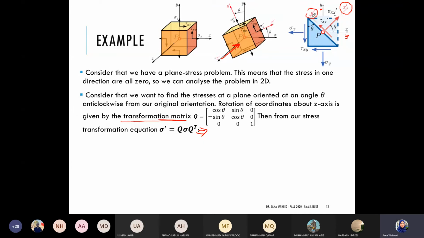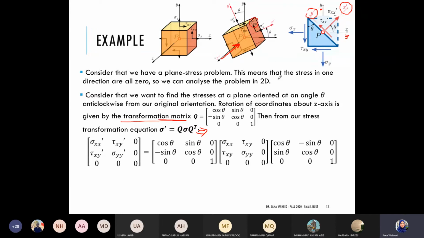Of course, if I'm performing my stress tensor transformation, then in the new stress tensor, the sigma xx prime value will be the normal stress in this direction, and similarly tau xy prime will be the shear stress on this face. Right, so let's find this sigma prime, which contains these four quantities: sigma xx prime, tau xy prime and so on.